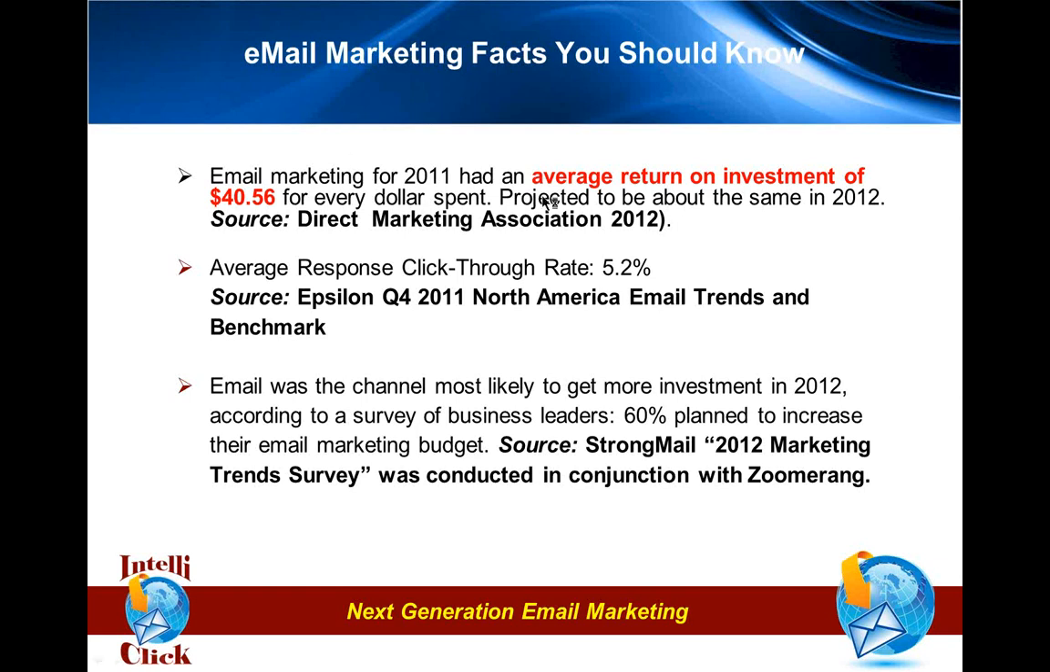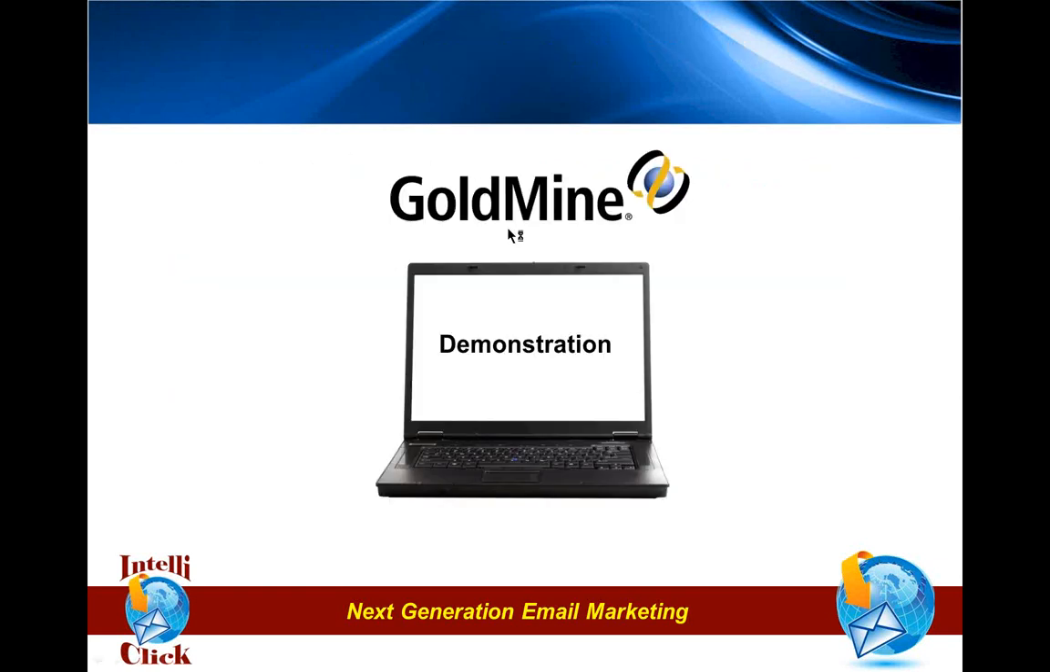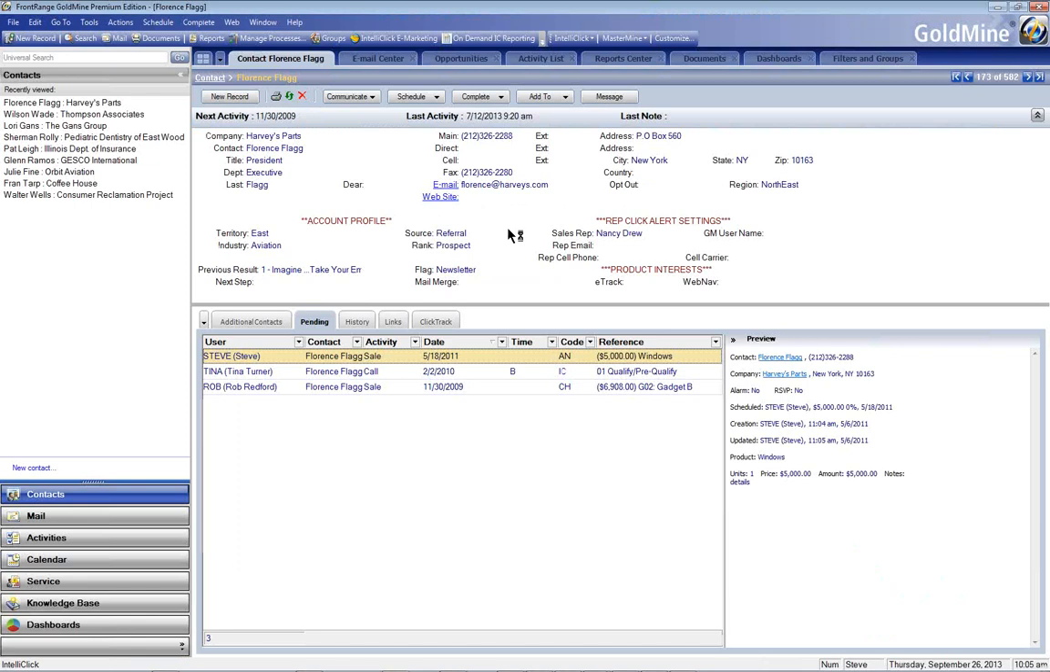Now, what I'm going to do is move over to taking a little bit of a look at what IntelliClick and GoldMine do. So I'm going to go over here to the GoldMine system. We're demonstrating this in one of the most recent versions of GoldMine, Premium Edition. And you'll see that the way we've set up our particular software, we have some fields we've put in that help us exemplify the things you can do with the product.